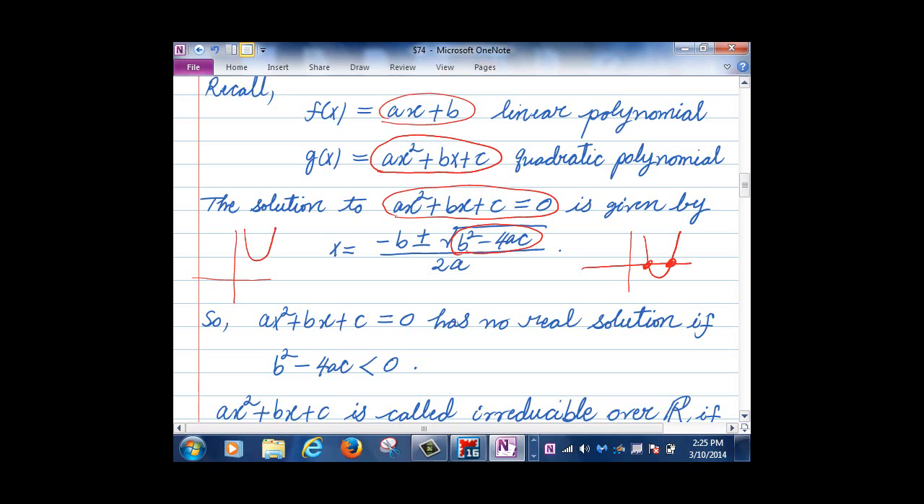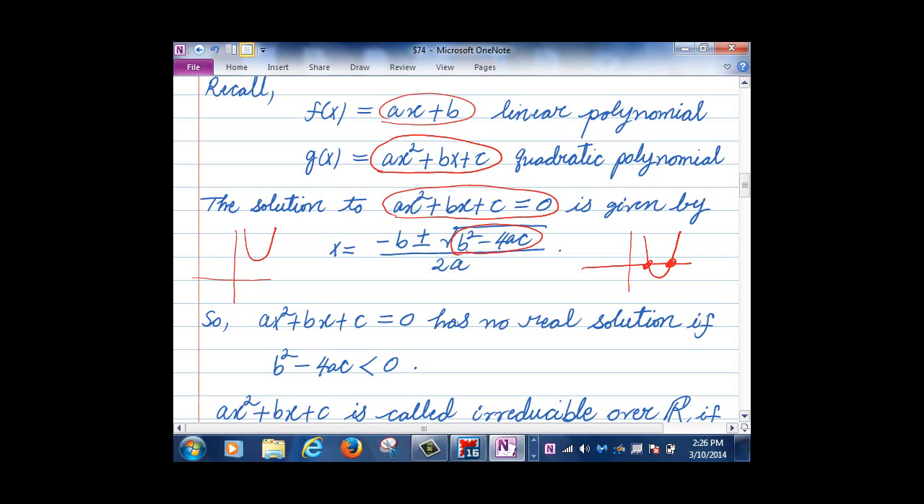Some of the quadratic polynomials have x-intercepts, and some of them don't. The ones that don't have x-intercepts are called irreducible quadratic polynomials. The ones that have x-intercepts are called reducible. What is the difference between irreducible and reducible? When you have a quadratic polynomial that has x-intercepts, that is, the quadratic equation has solutions, then you can factor the quadratic into linear factors.